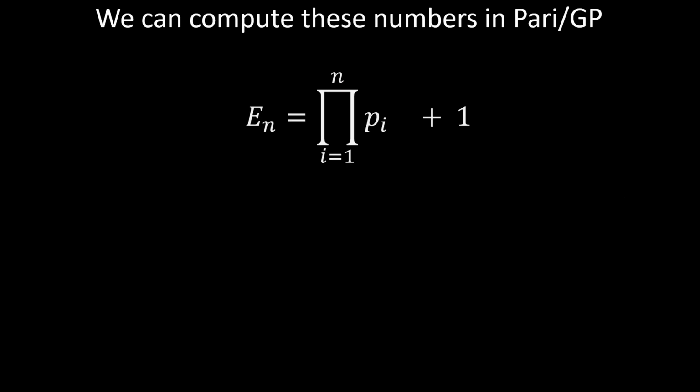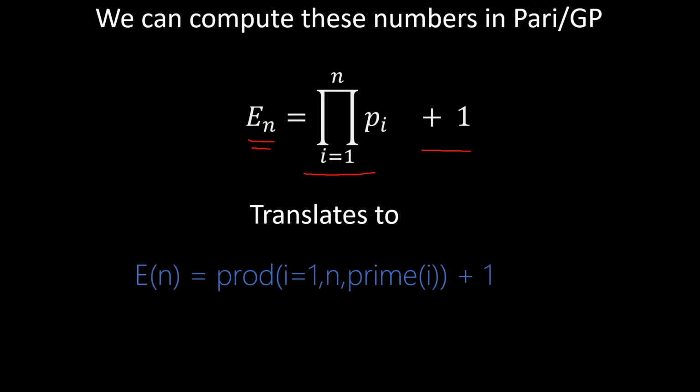Now we can compute these numbers using Pari GP, the calculator we have. The formula for the Euclid number is the product of the first n prime numbers, and you add 1. We can translate that into Pari GP by using this command. So if we type in Pari GP, E of n, which is the nth Euclid number, is going to be the product from i equals 1 to n of the ith prime number, plus 1. And I will show you that in Pari GP.